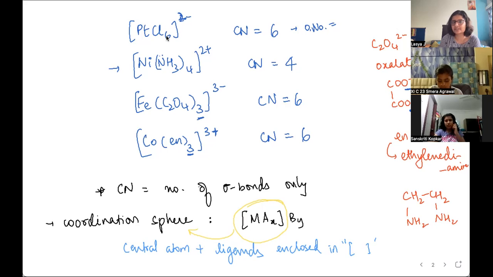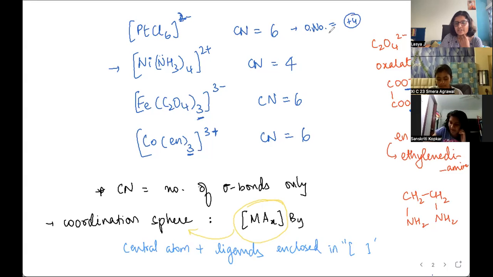So there are 6 chlorides. हर एक पे -1 है. Overall -2 होना चाहिए. So in order to get -2, platinum पे कितना होना चाहिए? Ma'am, is it 4? Plus or minus? +4. Plus. Yes, +4 is correct.